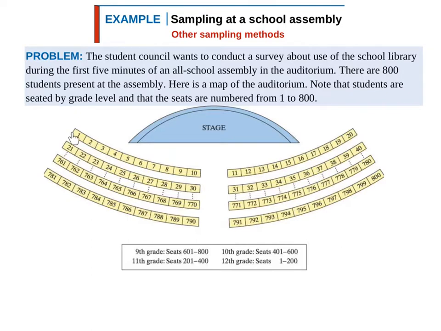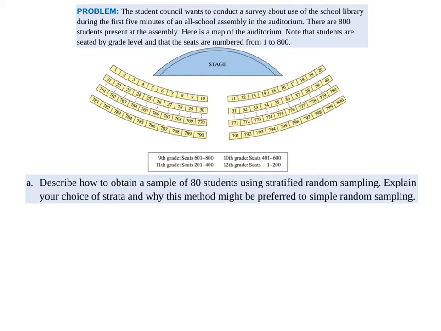And of course, here's how they're seated. So 1 all the way through 20, 21 through 40, etc., all the way up to 800. All right, let's do 2 things with this data. First, let's describe how to obtain a sample of 80 students using stratified random sampling. And let's explain our choice of strata and why this method might be preferred to simple random sampling.